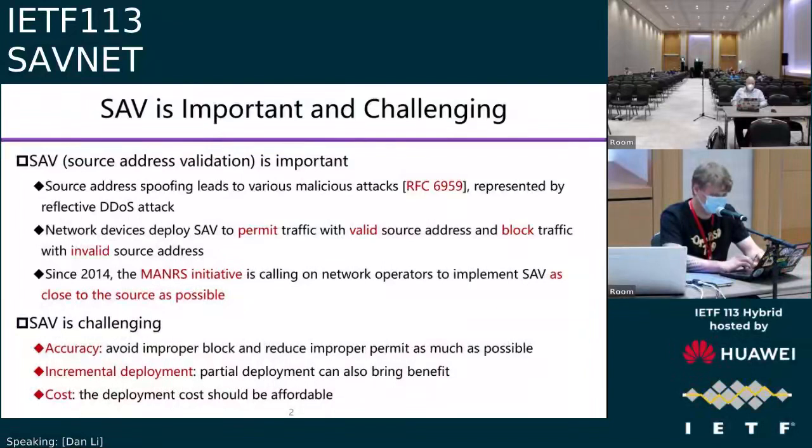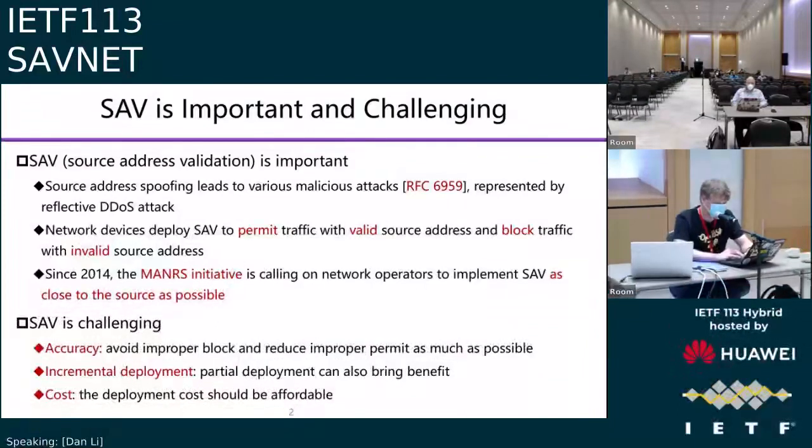The second requirement is incremental deployment. In practice, it is difficult to expect all network operators or all routers to deploy a SAV mechanism simultaneously. So we hope that partial deployment can also bring benefit. And the third requirement is cost. Although we know that any new mechanism will bring deployment cost, we hope that the cost is affordable.